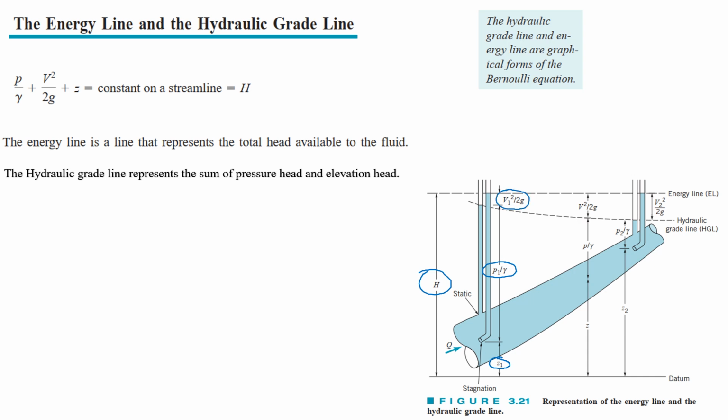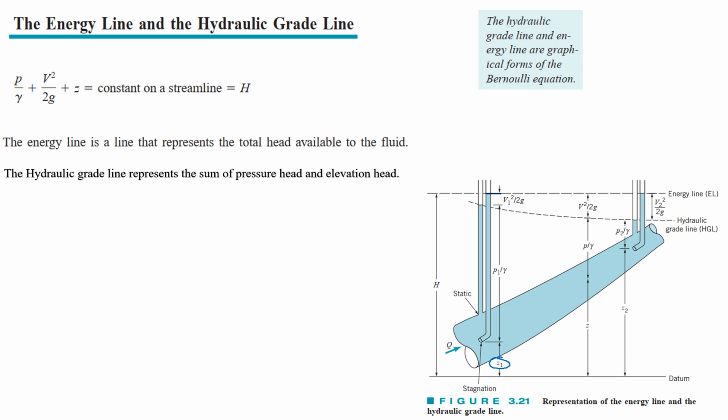So this total head represents the energy line. This dotted line is the energy line, and this is the total energy that is inside the fluid, in a flowing fluid. To go through this scenario, there is a flow that is occurring. The fluid is flowing like this, and to see the total energy in this fluid, what we have done is we have installed a pitot tube.